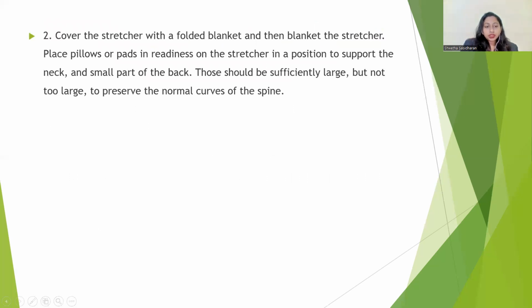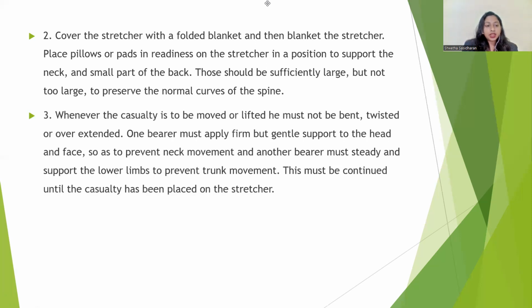Place the pillows or pads in readiness on the stretcher, in a position to support the neck and the small of the back. Those should be sufficiently large, but not too large. We just need to preserve the curves of the spine. Make sure all these pillows are set accordingly so that the back is rested properly. Whenever the casualty is being moved or lifted, he must not be bent, twisted or overextended.